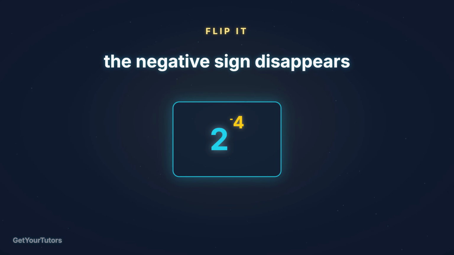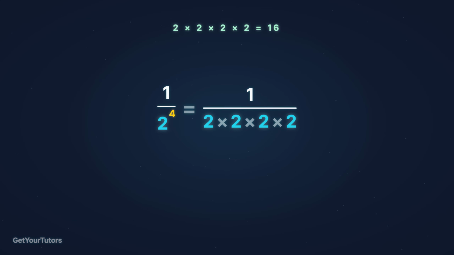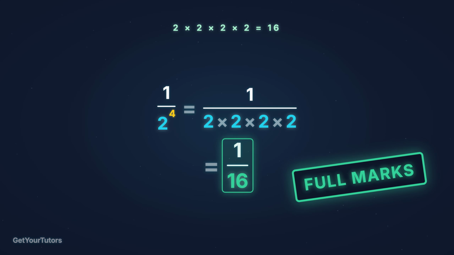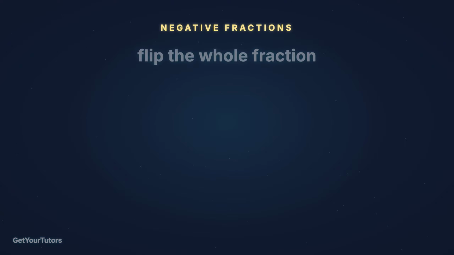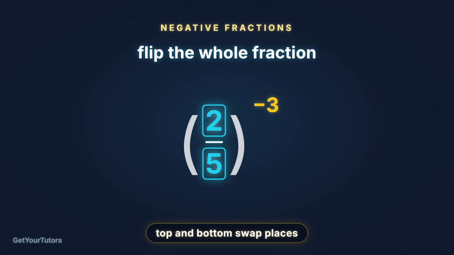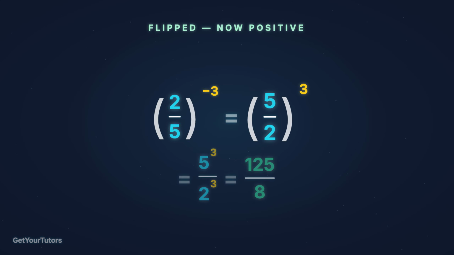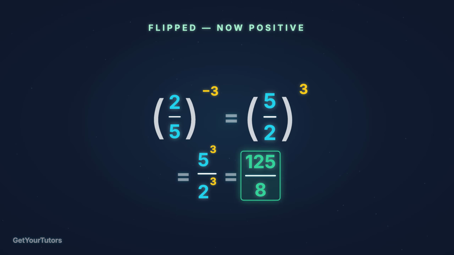The negative sign disappears when you flip it. 2 to the power of -4 becomes 1 over 2 to the positive 4. 2 to the power of 4 is 16. So the final correct simplified answer is the fraction 1 over 16. It is easy. What if you have a fraction to a negative power? 2/5 to the -3. Just flip the entire fraction upside down. It becomes 5 over 2, all to the positive power of 3. Then you simply cube the top and cube the bottom number.